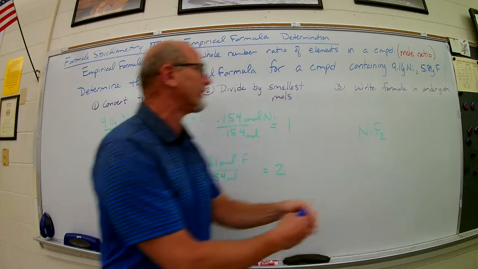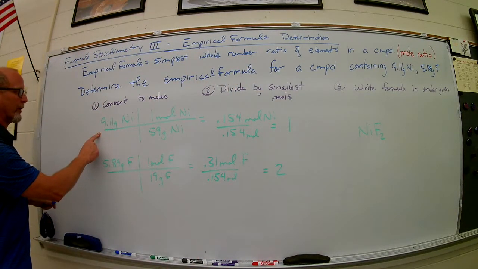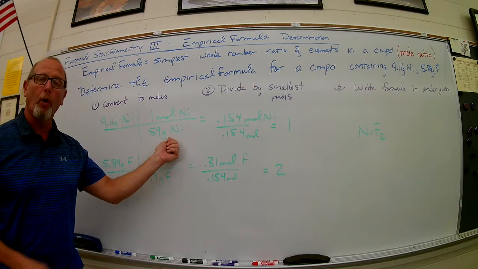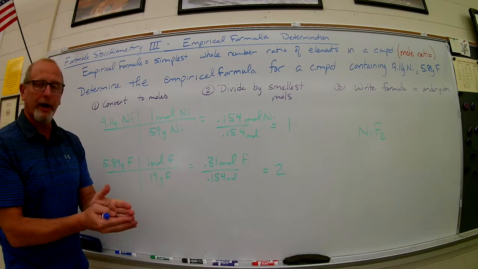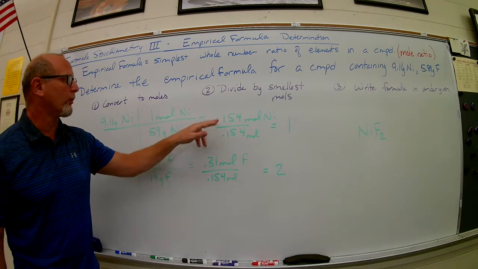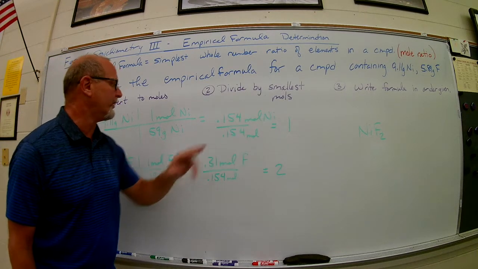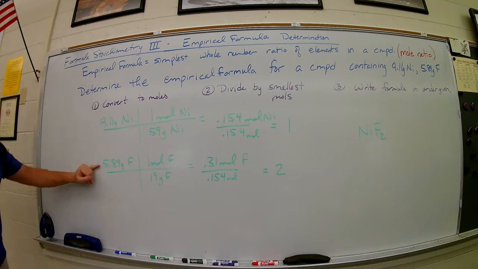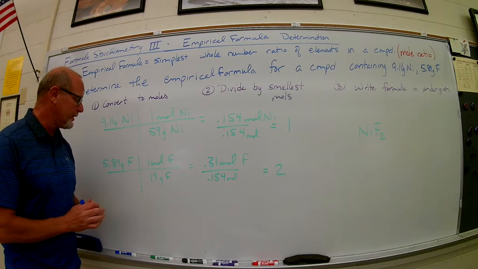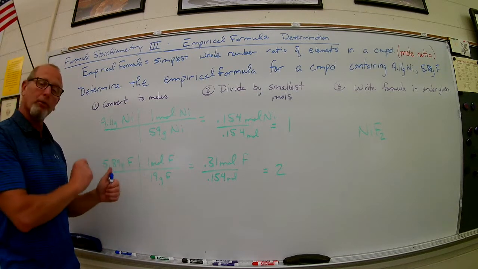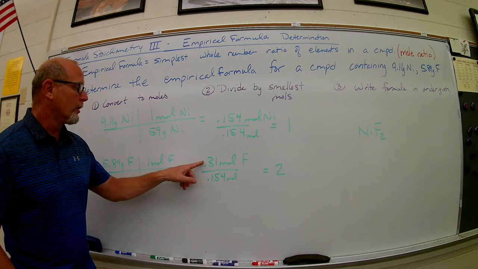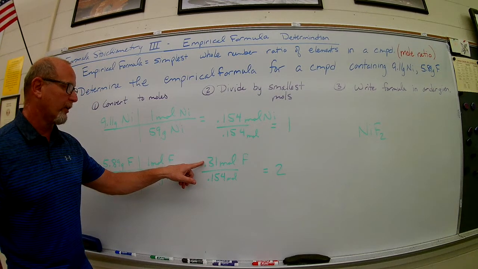the elements are given. So 9.11 grams of nickel, 59 grams of nickel per mole. That's the molar mass off the periodic table, nothing fancy. That gives me 0.154 moles of nickel. Now I come back and I find that 5.89 grams of fluorine, 19 grams per mole, that's my molar mass. Divide that out, I get 0.31 moles of fluorine.